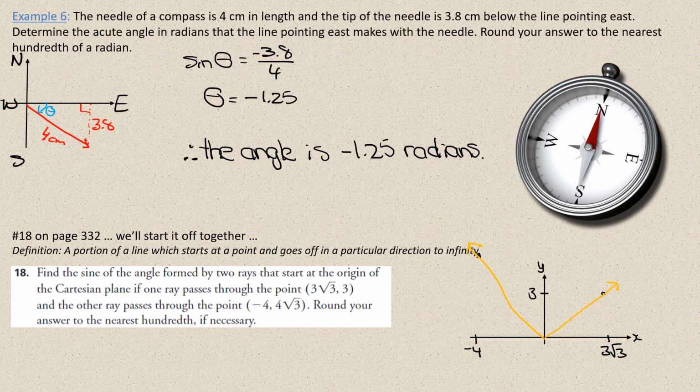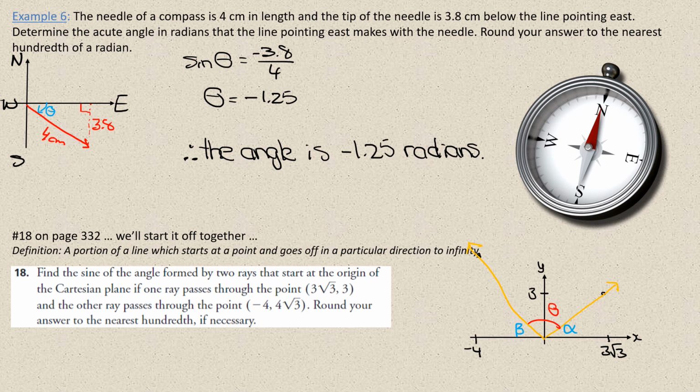Now let's look back to the question. It says find the sine of the angle formed by the two rays. So I'm looking for this angle right in here. That is my theta. How am I going to get that? I'm going to have to use the other angles here. Let me call this one alpha, and this one we'll call beta.